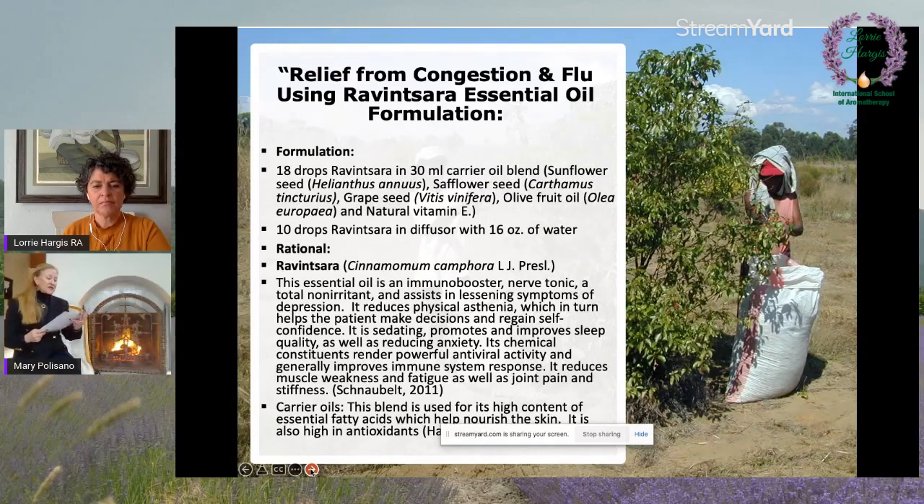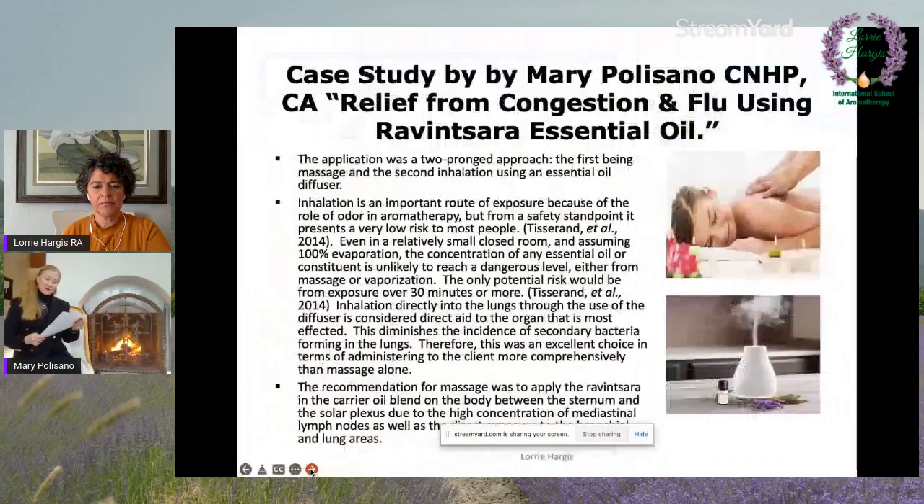The primary constituent, and this is what excites me as a practitioner about Ravensara, is something called 1,8 cineol. Cineol is synonymous with eucalyptol. And the reason Ravensara is one of my top 5 is because of all of the essential oils in this particular family, it has the highest concentration of this 1,8 eucalyptol. It's upwards of 62.5%.